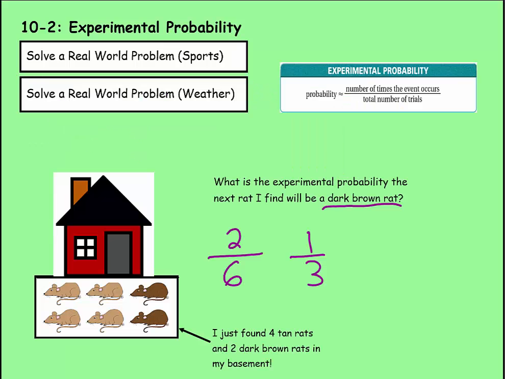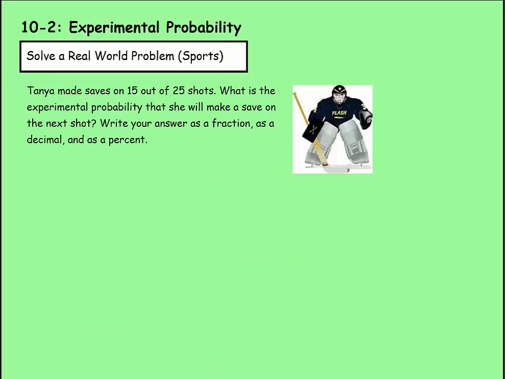So if we go back to our formula, it's the total number of times the event occurs, the one that you want, over the total number of trials. So we're looking for the probability that she will make a save. So she saved 15 out of the total number of 25. We'll need to simplify this. We'll divide both by 5. That would give us 3 out of 5. So this is the fraction.